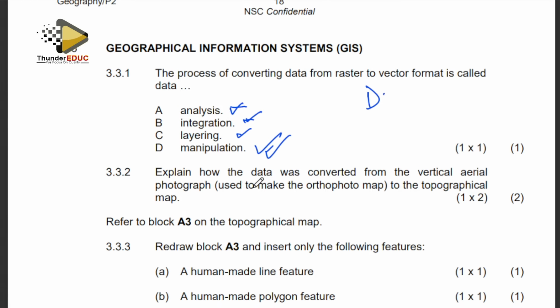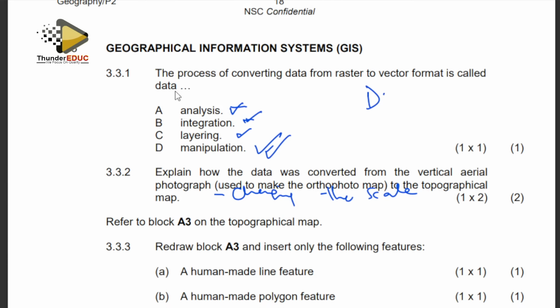3.2, it says explain how data was converted from vector aerial photographs, which is used to make the orthophoto map, to a topographic map. How is this done? In this case, how was it converted? It was converted by changing the scale. Remember, we said that the scale for the orthophoto is 1 to 10,000. The scale for the topographic is 1 to 50,000. So data is converted from the orthophoto map to the topographic map by changing the scale.